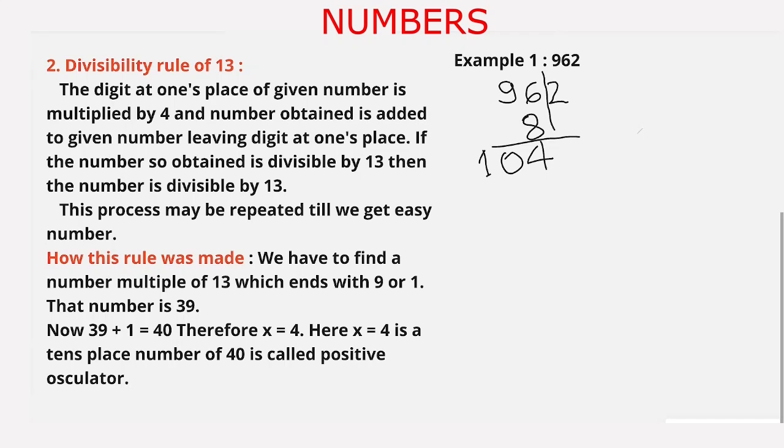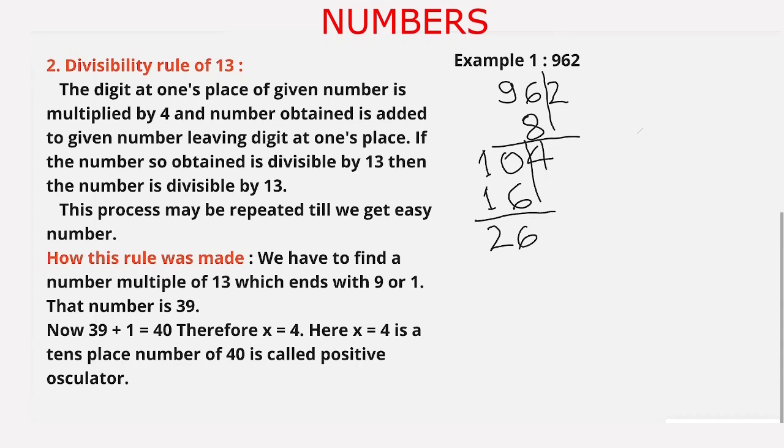If you still get the difficulty in dividing 104, then we can repeat this process again. The last digit of 104 is 4. So we multiply 4 to 4 and we get 16. And that 16 we add. After leaving 4 we get the number 10. 10 plus 16 is 26. And 13 times 2 is 26. Therefore the number 962 is divisible by 13.